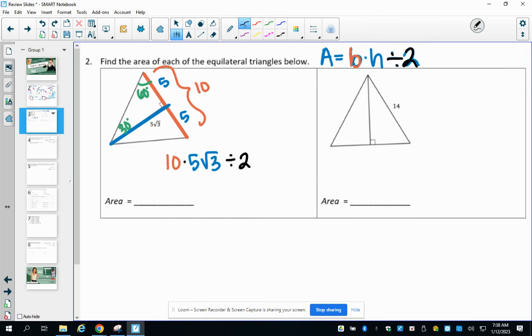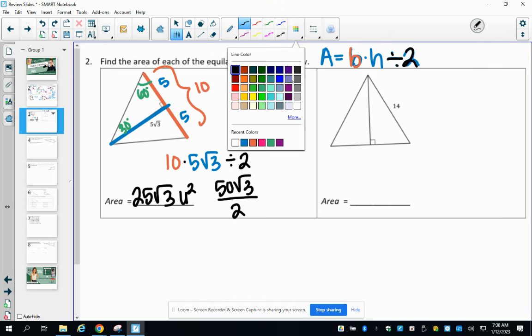So then this would be 50 square root 3 divided by 2, and 50 divided by 2 is 25. So our area would be 25 square root 3 units squared, and you could certainly do the decimal version there as well.